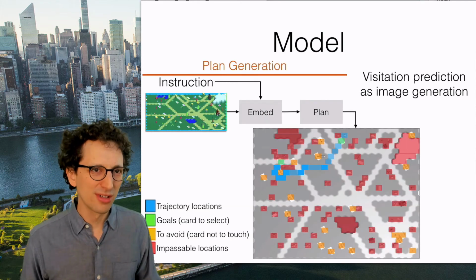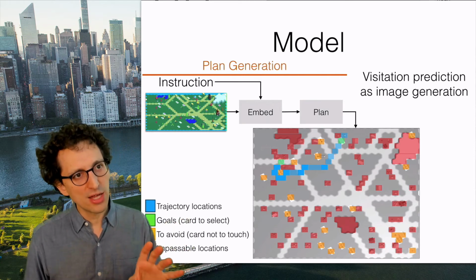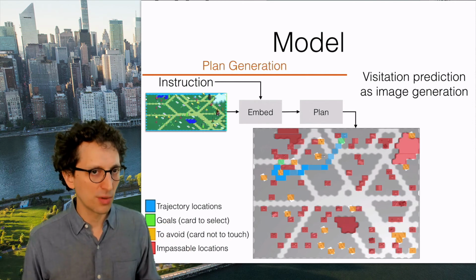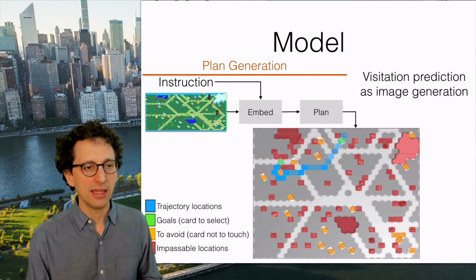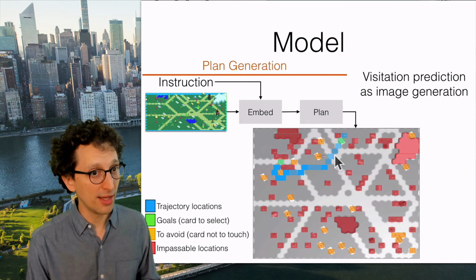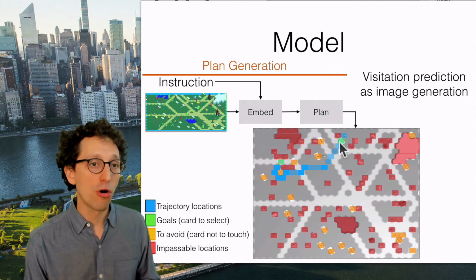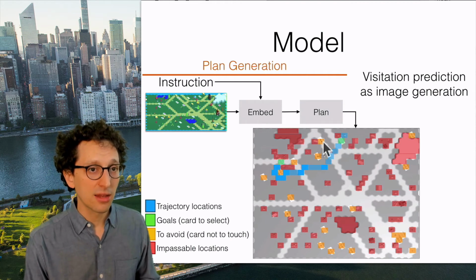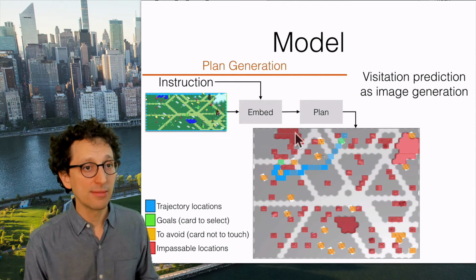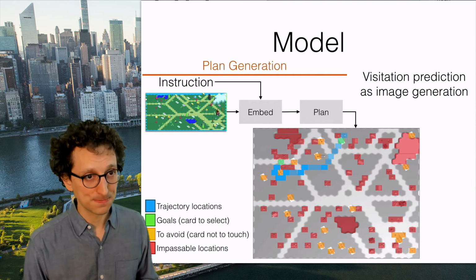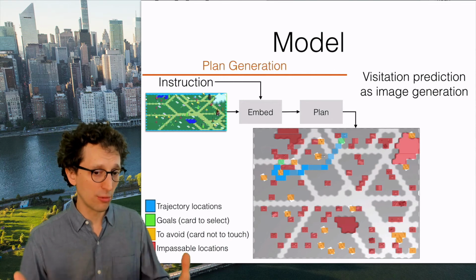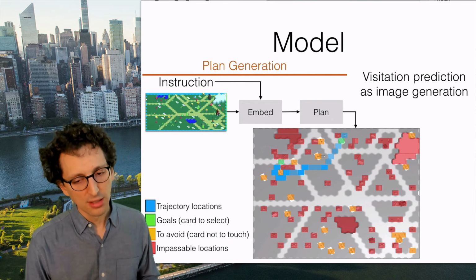So how does it look? You get the observation and the instruction, and you have a neural network that generates these distributions over positions in the environment. We are generating four distributions: the trajectory location, the positions that you have to visit during your trajectory; goals, these are cards that you want to select; cards to avoid, it's very important not to select them, so we're actually modeling it; and positions in the environment that you cannot pass.